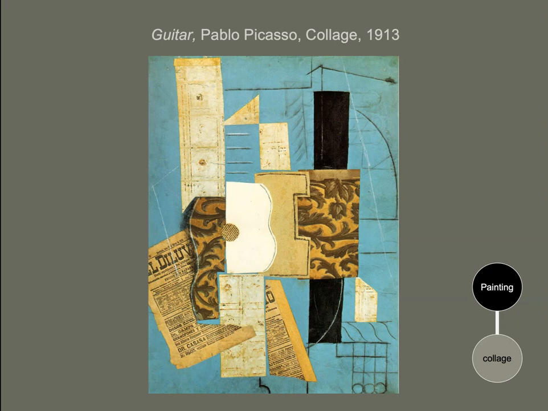Picasso was one of the initiators of this technique in the early 1900s. This is his guitar. And you can see some of the real-world objects include newspapers, some sort of decorative paper here, and then that's been used in addition to paint in the background, as well as this drawing media that you can see creating the lines.